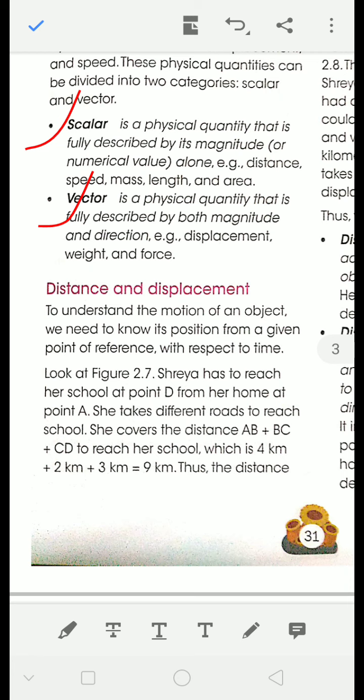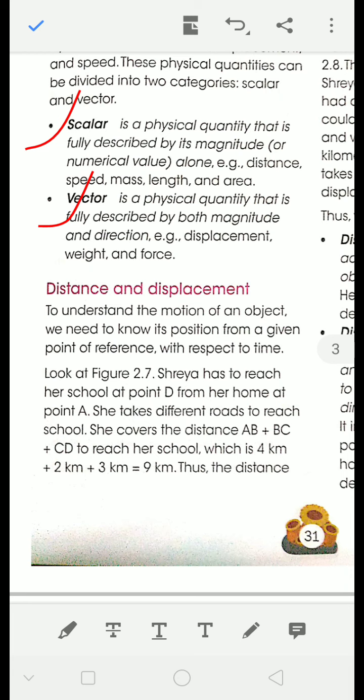Vector quantities are those quantities for which we require both magnitude and direction to express them completely. That is called a vector quantity. Example: displacement, velocity, acceleration, force, weight. These are all vector quantities.